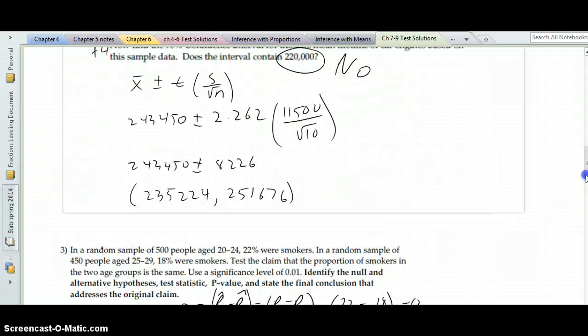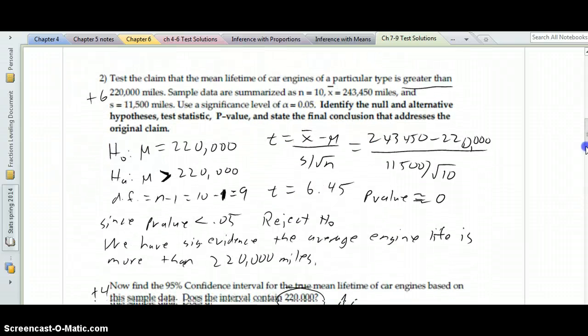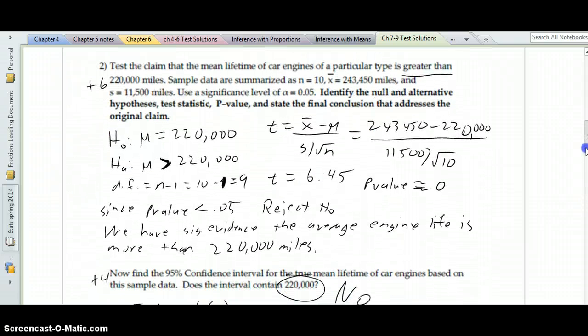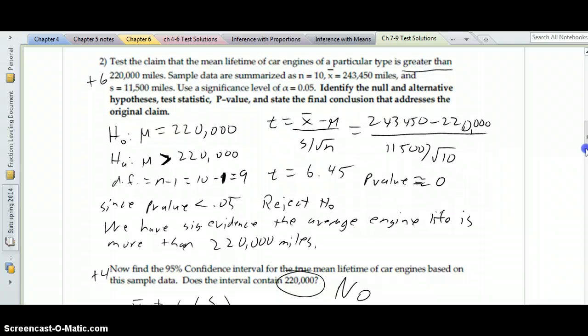All right, and then on number 2, this is a single sample with means. So we have a hypothesis test with 1 mean. Our null is that the engine life is 220,000. The alternative is that it's greater than 220,000, because we're testing that claim. And we calculate our t-statistic here.